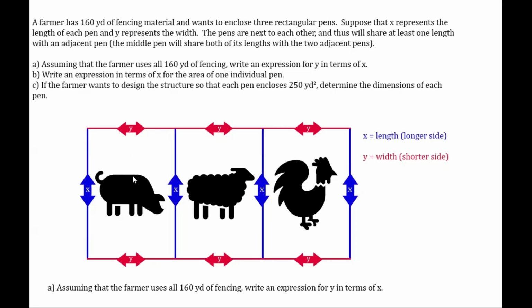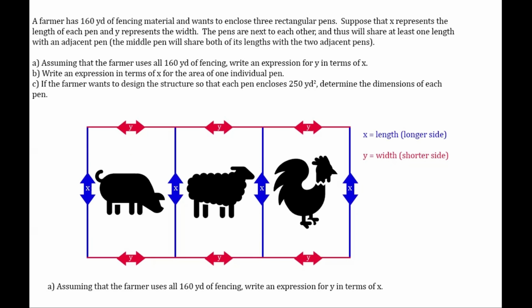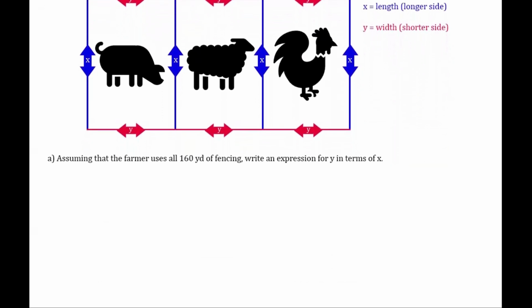The pig pen shares a length with the sheep pen. The sheep pen shares both lengths with chicken and pig. And then the chicken pen shares a length with the sheep pen. So it says each one shares at least one. Yes, that meets the criteria. So far, I think we have a pretty good visual of what this problem looks like. And this hopefully will help us to answer part A.